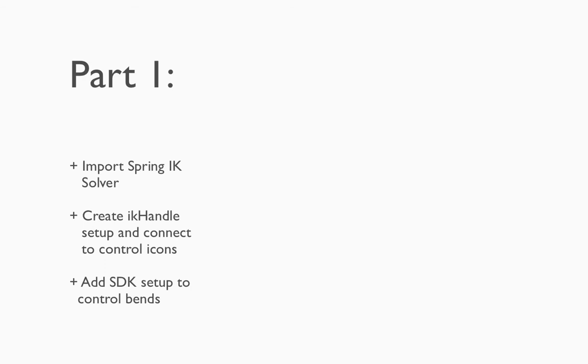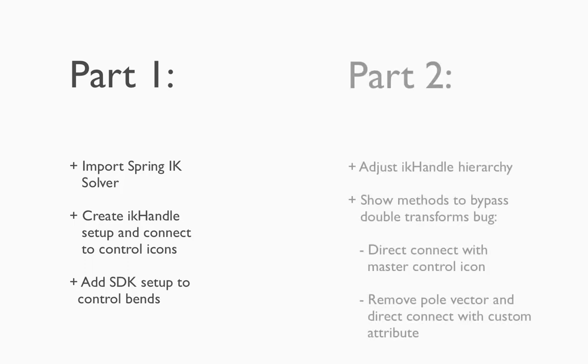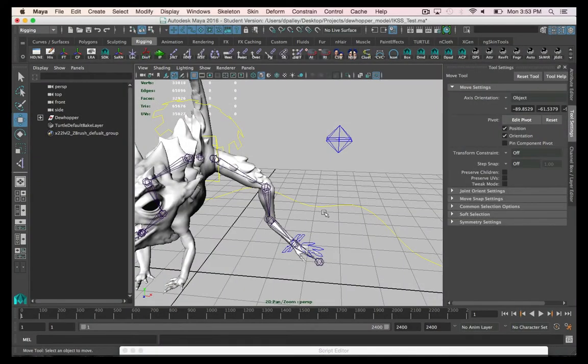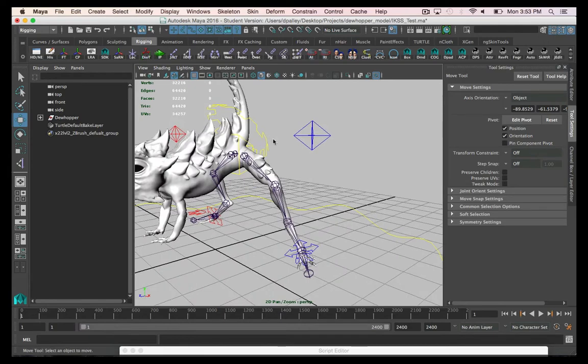Now, the first of these two videos will go into creating the ikHandle, as well as setting up the adjustable bends of the joint system as it moves. The next video will cover some minor tweaking of the IK setup, so we will avoid a twisting issue with the master control icon.